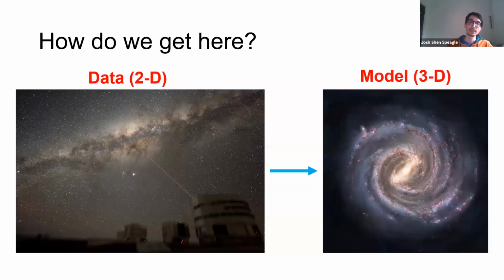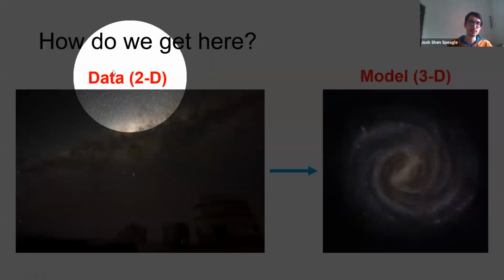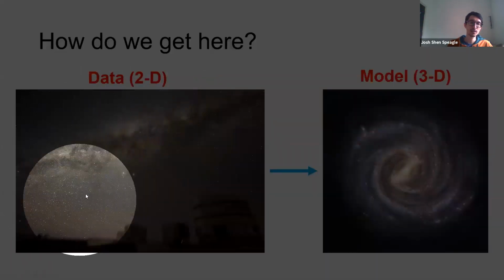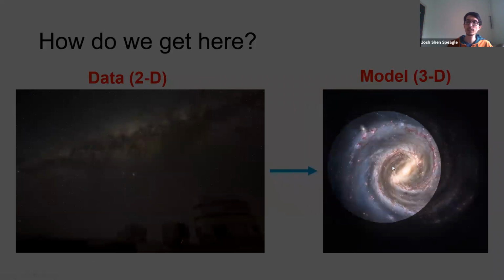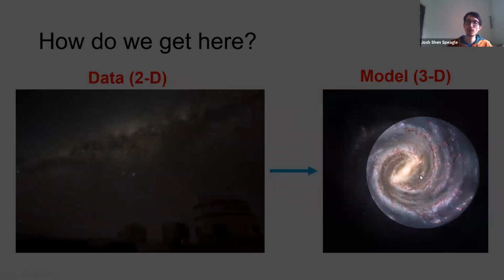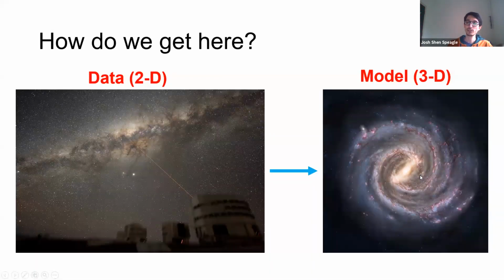So one of the fundamental questions that I'm really interested in figuring out is how do we go from the data on the right, this two-dimensional data of all these stars in the night sky, and change that into this three-dimensional view of our galaxy, to do this cosmic cartography.